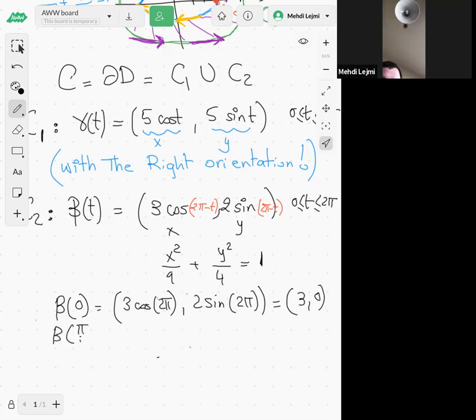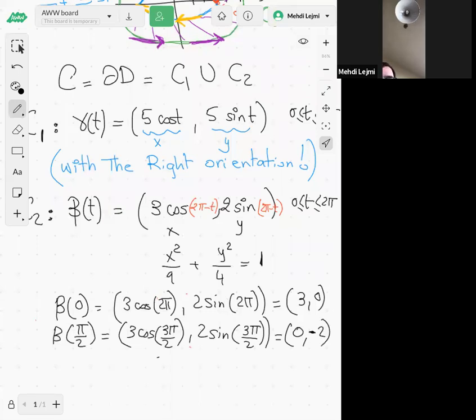So if t is pi over 2, then that will be 3 equals sine of 2 pi minus pi over 2. That will be 3 pi over 2, and here also 3 pi over 2. Now, of course, cosine of 3 pi over 2 is 0, but sine of 3 pi over 2, it's not 1, it's negative 1, right? And that will be negative 2.